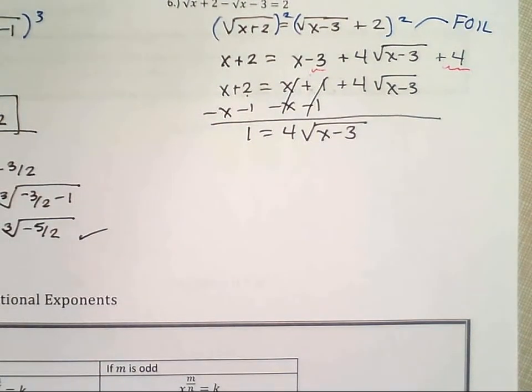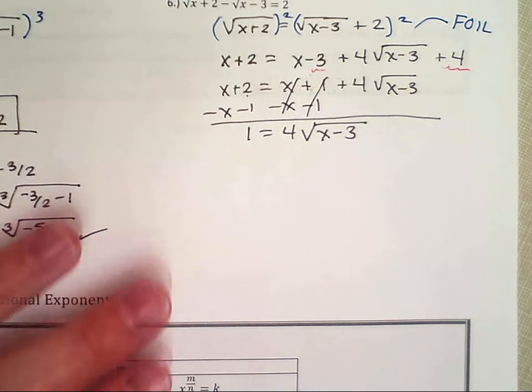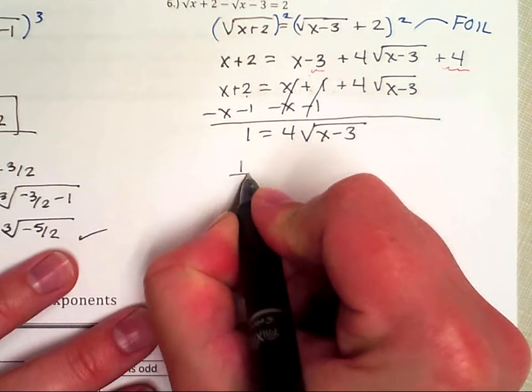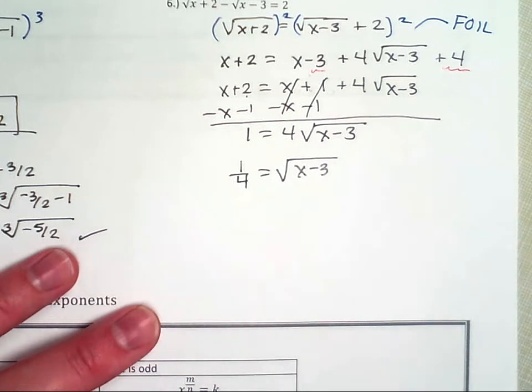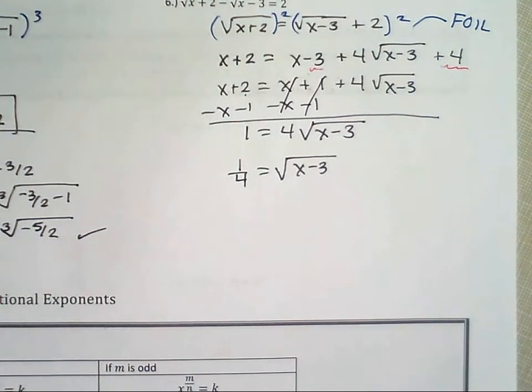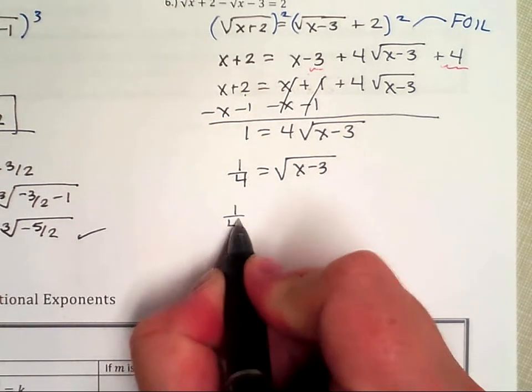Okay, so do I have my radical isolated? Not quite, right? I have 4 times a radical. So I need to do a little something else. I need to divide both sides by 4. Okay, now do I have my radical isolated? Yes. Once I have my radical isolated, I can raise it to the power that I need.